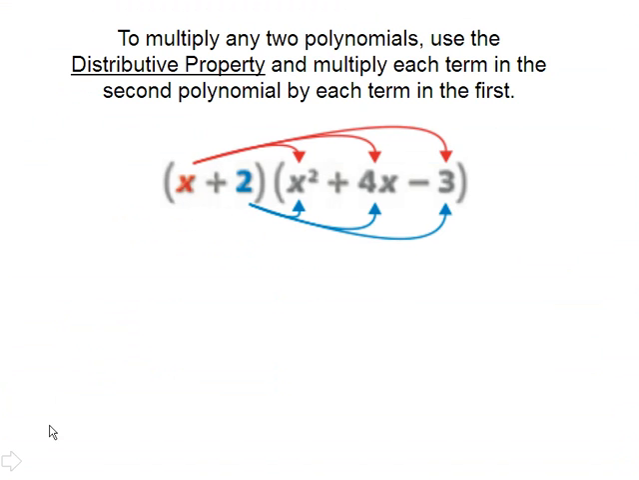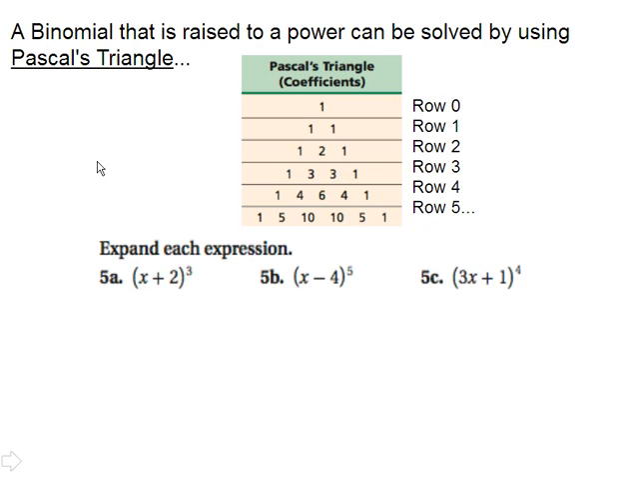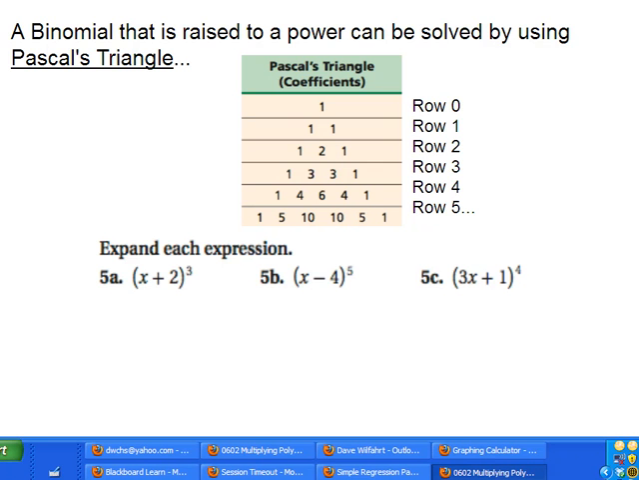Now, let me continue on here. Sometimes we take a binomial and we raise it to a power. And it looks like these problems here. And what we want to do is use Pascal's triangle. And Pascal's triangle will actually give us the coefficients and help us expand the expression. It will actually help us multiply these things out. So I'm going to actually look at this 5C problem here.